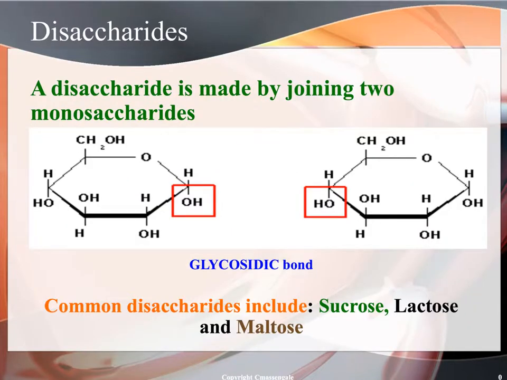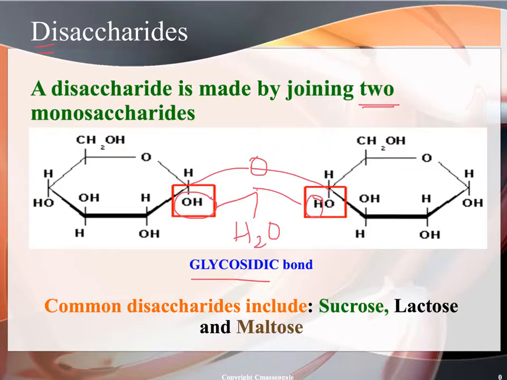So disaccharides, di means two, so a disaccharide is made by joining two monosaccharides. Again, we're looking at taking the hydroxide off of one side and the hydrogen off of the other. These come together to give us water. It is a waste product of this reaction, and then this oxygen becomes a bridge between the two molecules. We call this a glycosidic bond.